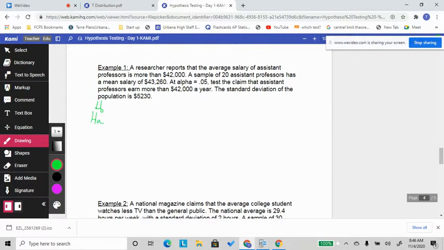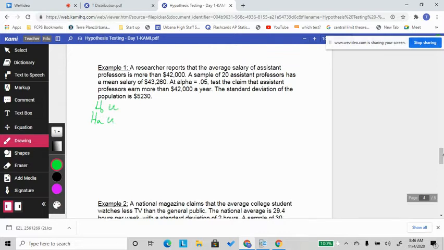A researcher reports that the average salary of assistant professors is more than $42,000. A sample of 20 professors had a mean of $43,260. At an alpha of .05, test the claim that professors earn more than $42,000. All right, so now you have a lot of numbers here. Remember, we're doing a mean test. How do I know it's a mean? Because they're talking about the word average.